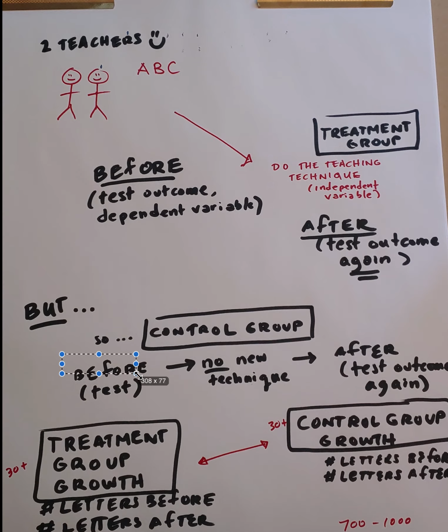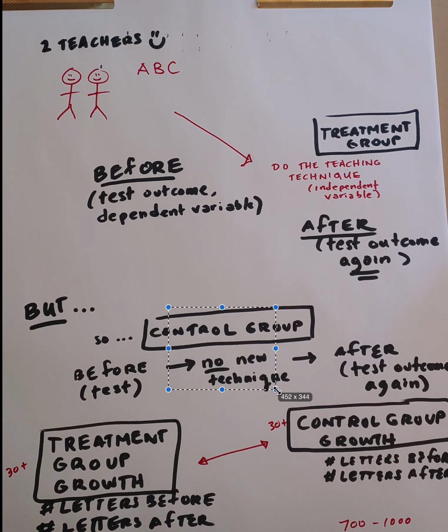So we give them the same test beforehand, that dependent variable. We just give them a sheet of random letters and ask them to name them one at a time, and we see how many they get correct. And then the people in this control group just do no new technique at all. They just do what teachers have normally been doing for decades with teaching the alphabet. So, and we double check that to make sure they're just using regular methods that don't really look like what these two new teachers are doing.